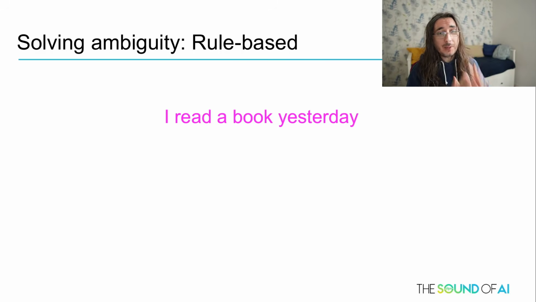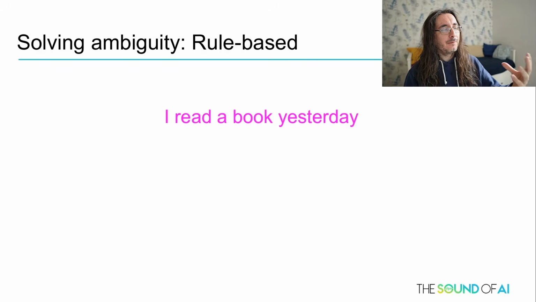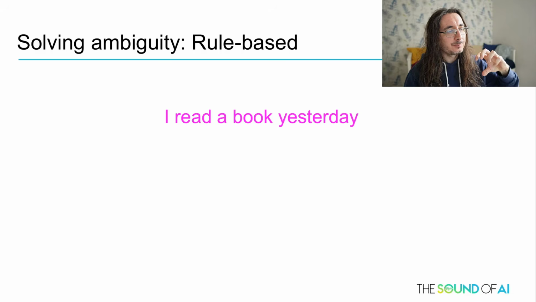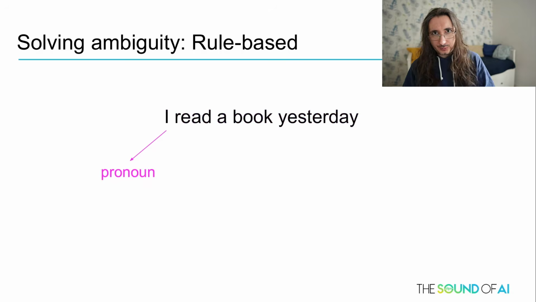So how can we solve ambiguity? Well, in rule-based, there's an approach that you would use if you were very knowledgeable about language in general and you knew all the grammar behind it. What you could do is analyze all the words one by one and get an idea of the part of speech that each word belongs to. For example, I is a pronoun.